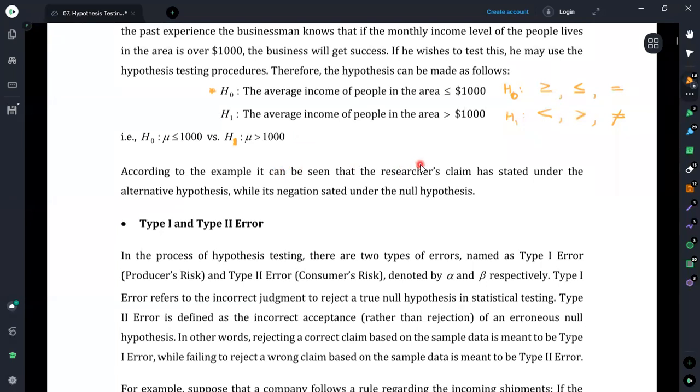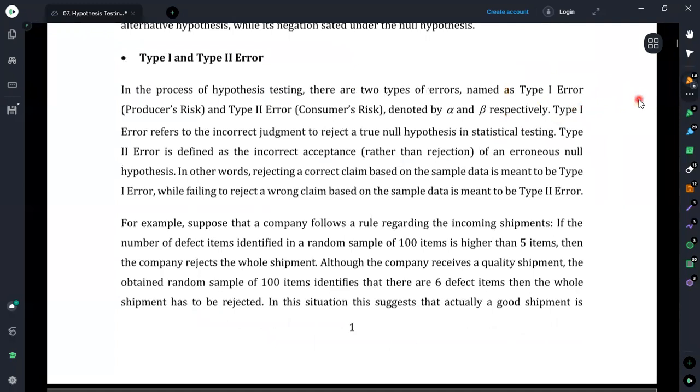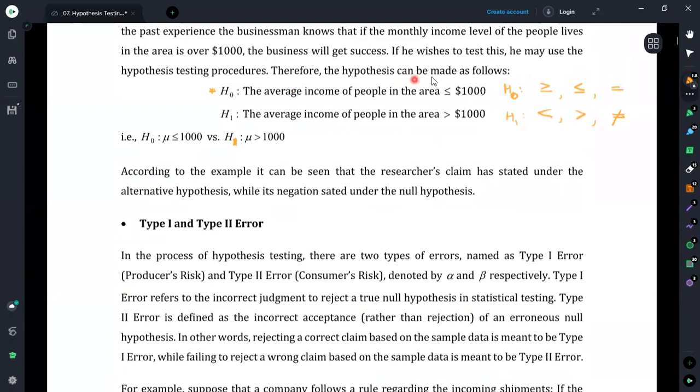When we are testing a hypothesis, generally we have two types of errors. Simply, we can say that if you are testing a hypothesis, one of these would be rejected, or one of these would fail to be rejected. Rather than saying accepted, it is better to say it has failed to reject.